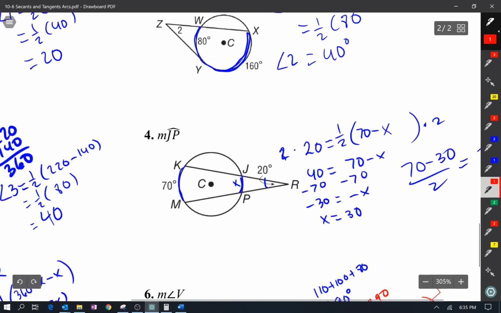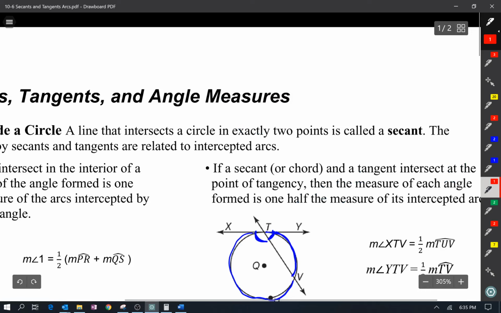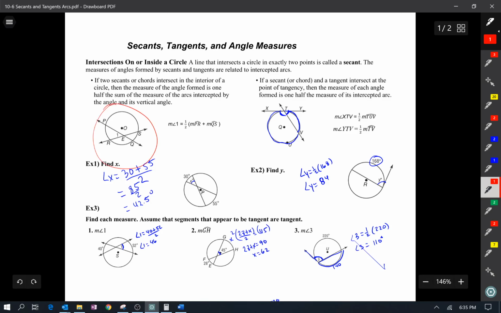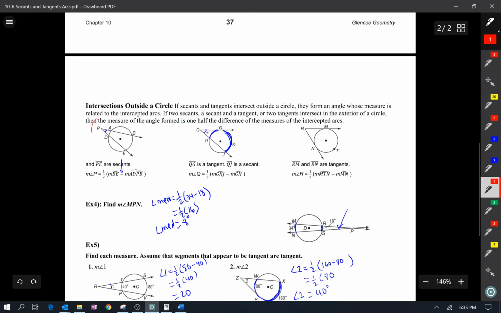Just keep those two rules. Remember, if they cross inside, you add them and divide by 2. If they cross outside, you subtract them and divide by 2. That's it.